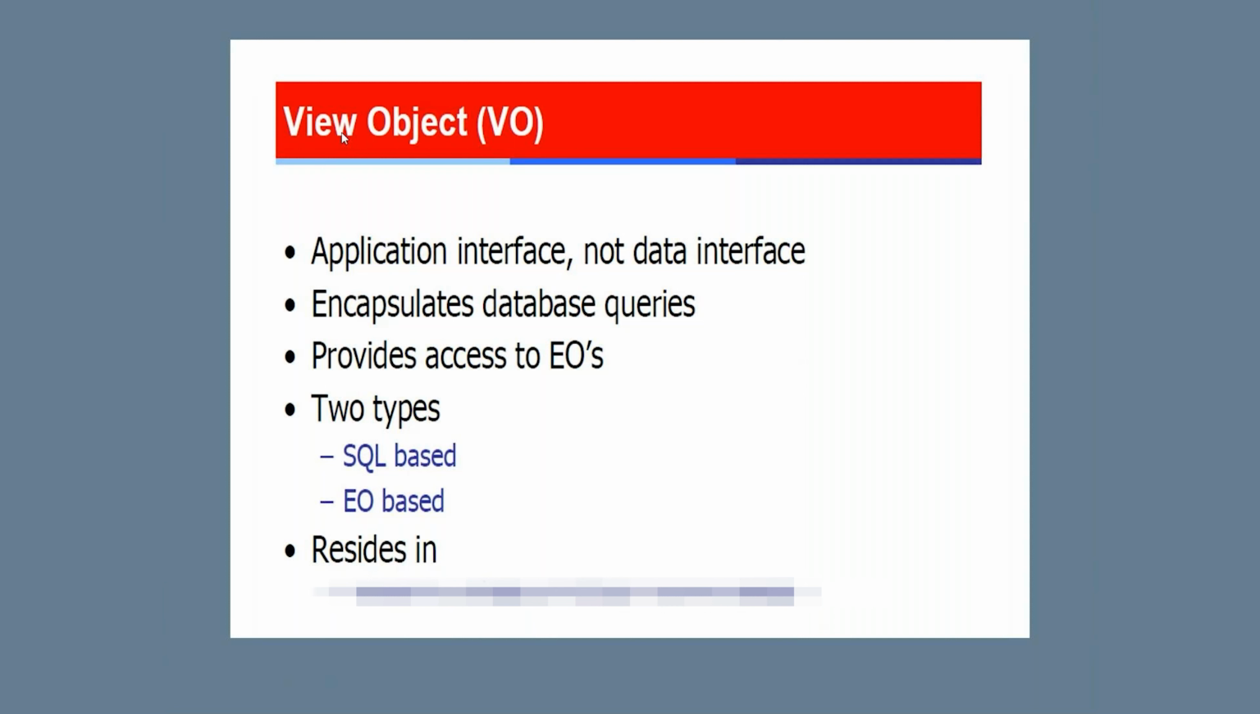If we have entity objects, they have to be attached to the view object, no other option. In order to use them, we have to attach them to the view object. And a view object can have a number of entity objects. You can add 2, 3, 4, 5 to a single view object.